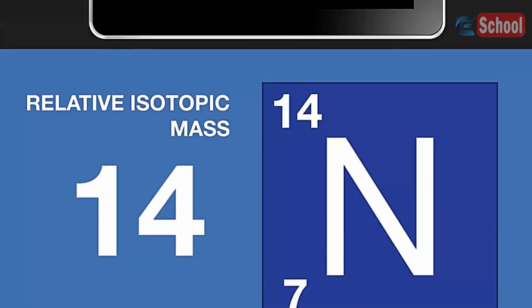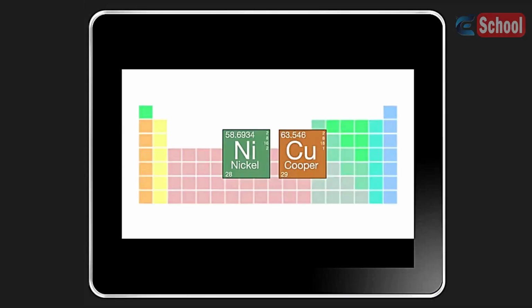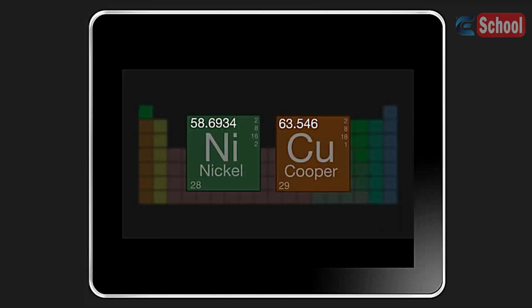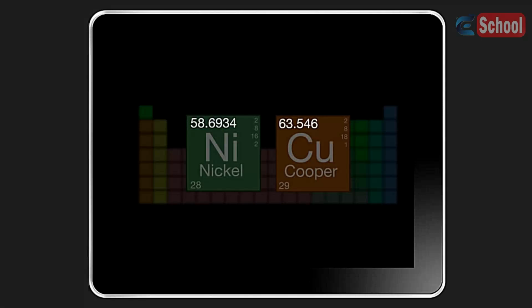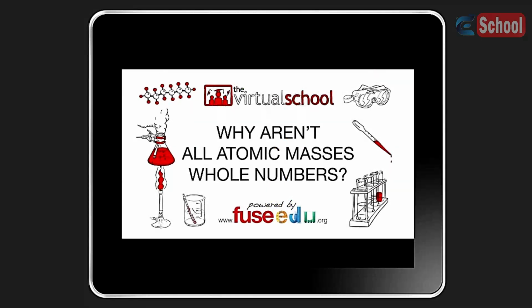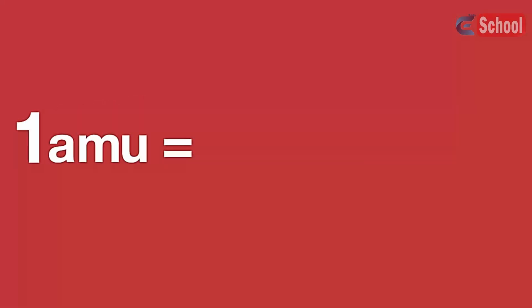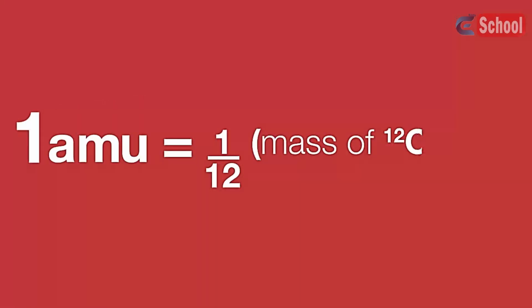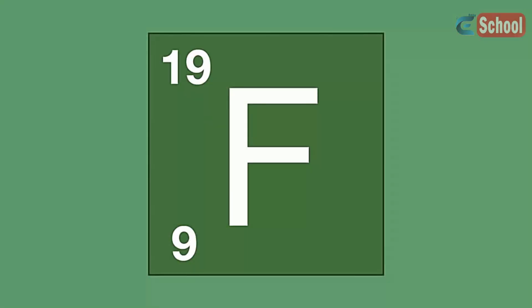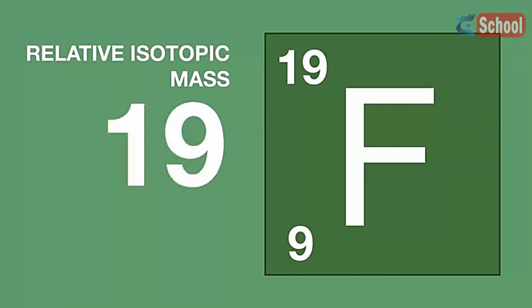And that's it. Now, some of you may have noticed that not all atomic masses on the periodic table are whole numbers. We'll be covering these in our lesson, Why Aren't All Atomic Masses Whole Numbers? But from this lesson, you need to remember one atomic mass unit is 1/12 of the mass of a carbon-12 atom, and we can use this to work out the relative mass of a particular atom.